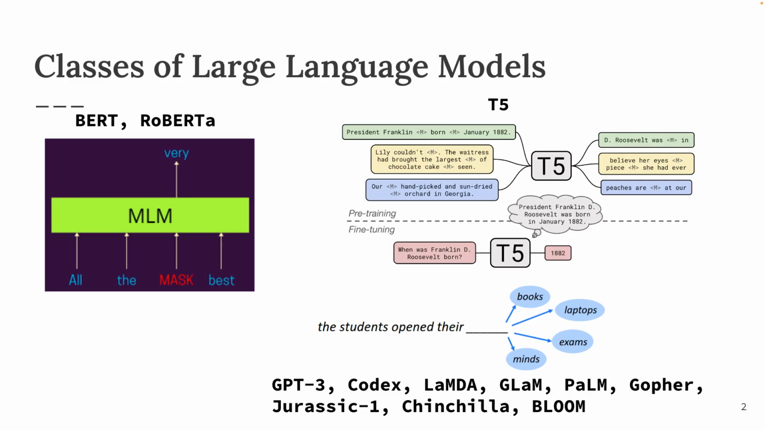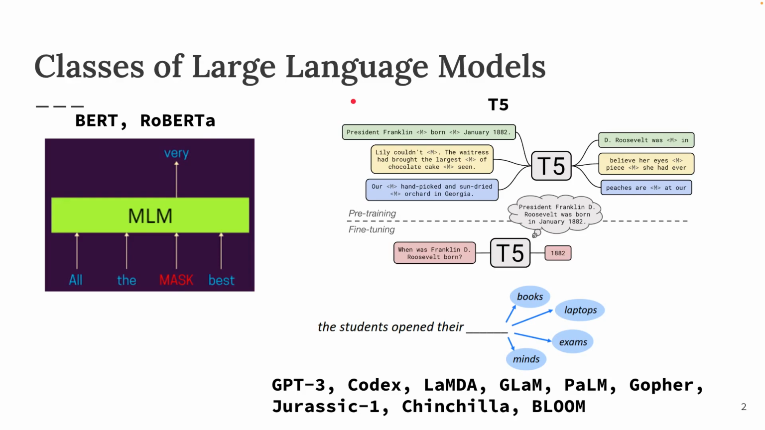There are several broad classes of transformer-based language models, which are here on the slide. First, you have encoder-only models like BERT that are trained with a masked language modeling objective. Given some text, a small percentage of tokens are replaced using a special mask token, and the task of the language model is to predict the most likely word that goes in the place where the mask token is supposed to be, which in this case is "very".